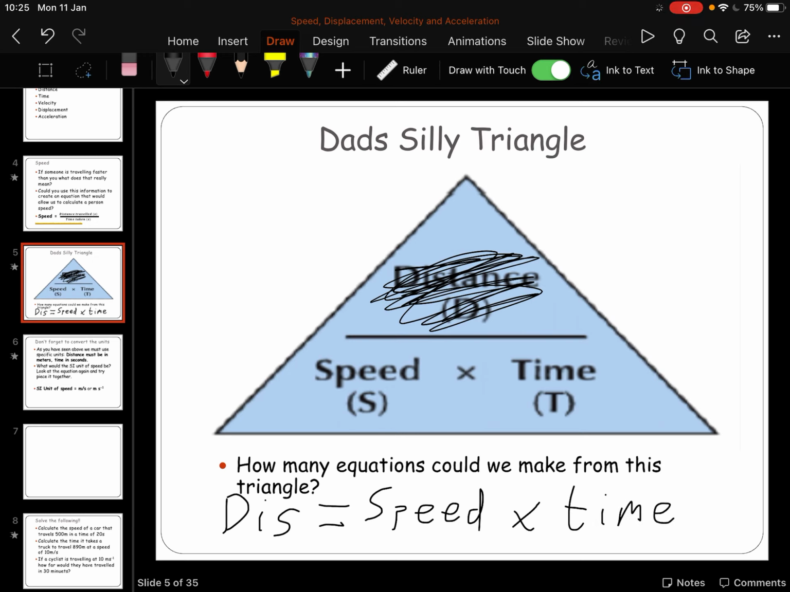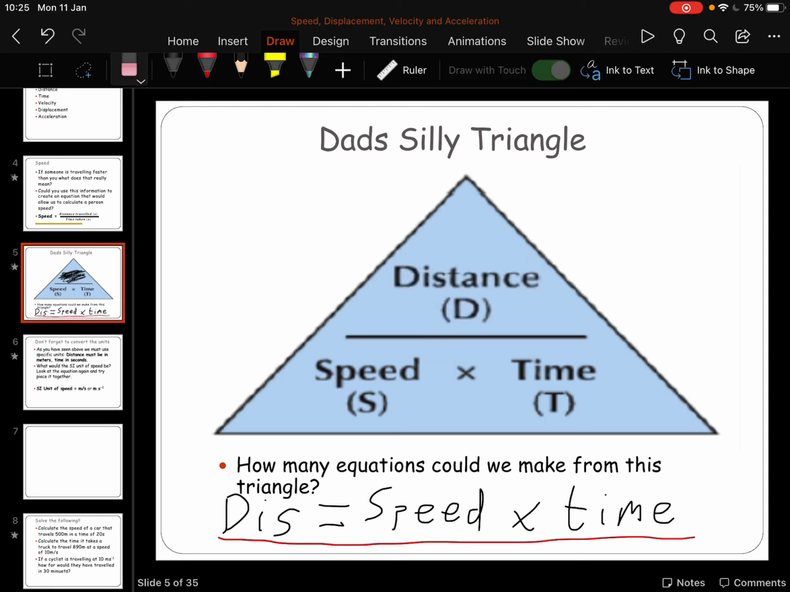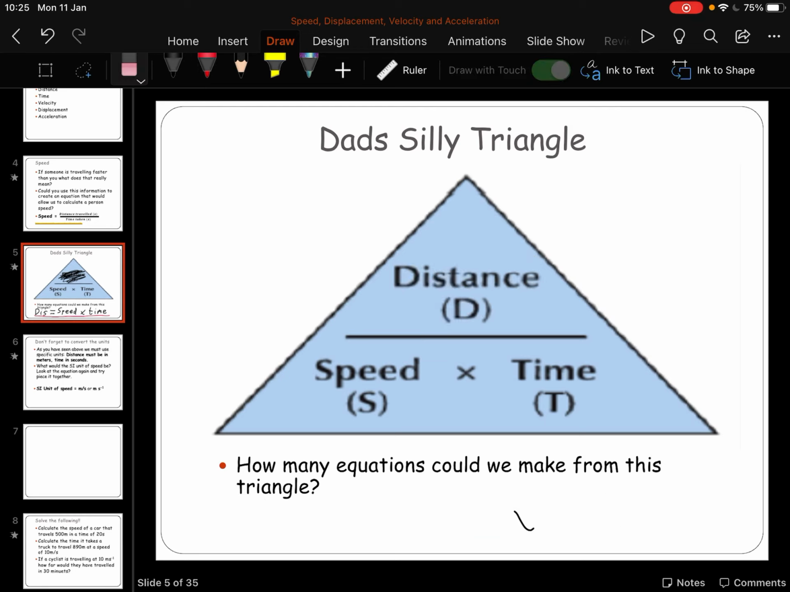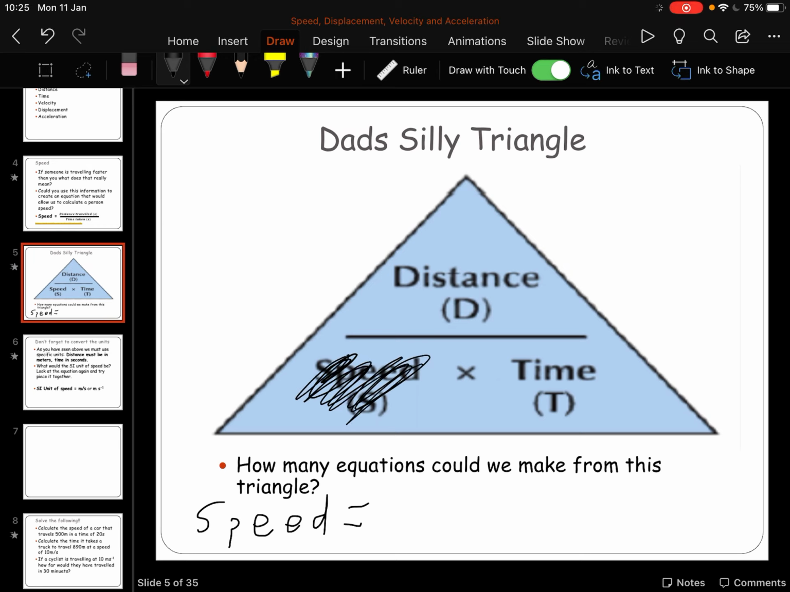So that's the first equation: distance equals speed by time. That's my first equation there. So that's the first. That's one. So let's do another one. Let's do speed. So what would speed be? Again, in your triangle, get rid of what we have. We have speed, so we knock that out. That's what we're looking for. So what do we have? We have distance divided by time.